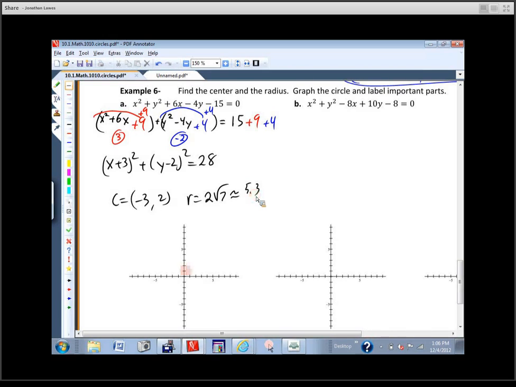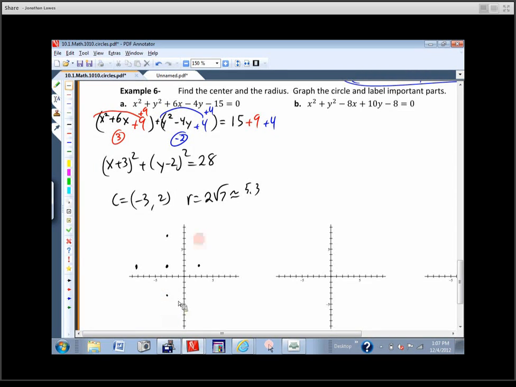So we're going to go to -3 comma 2, so back 3 and up 2, and then we're going to go about 5.3 in each direction. So there's 3, so about to here. I'm at 2, so I'm going to go a little bit past 7. I'm at -3, so I'm going to go a little bit past -8. Oops, that looks a little better, and then I'm going to go down a little more than to -3.